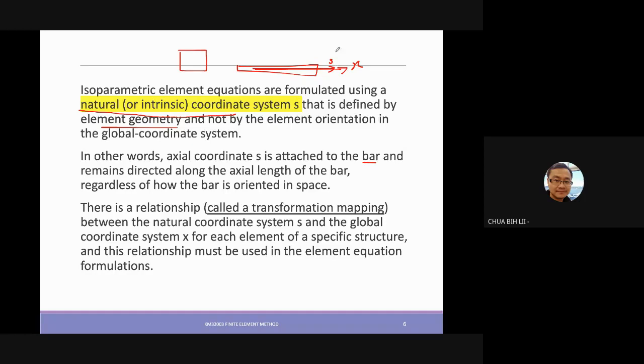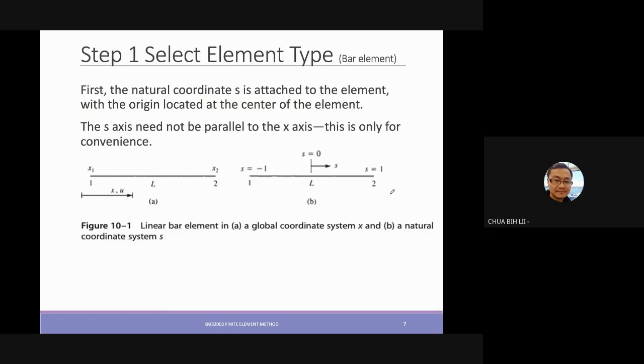So in terms of the S and the X now, in order for us to make a useful relationship between them, we need to build a relation, which we call a transformation mapping, to define the relationship between this natural coordinate system and the global coordinate system for every single element. So this is what we need to do additionally when we use the isoparametric formulation. The rest would be very similar.